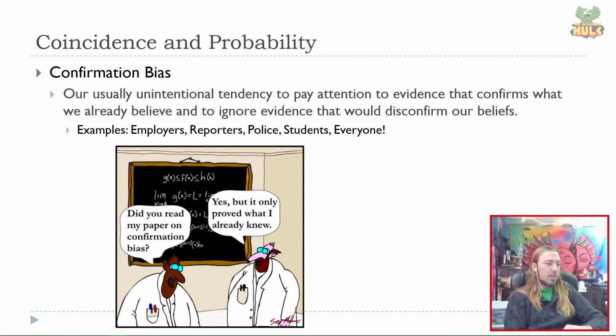And I'll put a video at the end of the lecture here that describes the confirmation bias in a little bit more detail so you can really see how it plays out in a number of scenarios. But in essence, it's our tendency, unintentionally, to pay attention to the evidence that fits or confirms our belief, and to ignore or forget even evidence that disconfirms our beliefs.